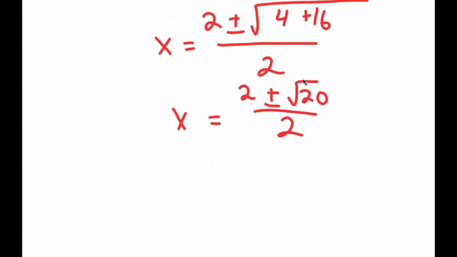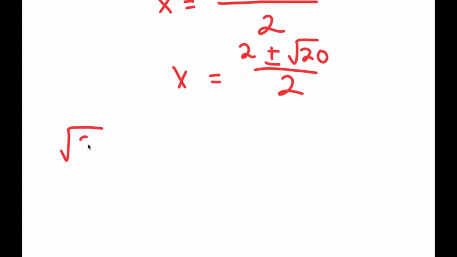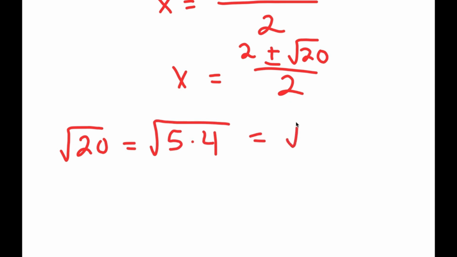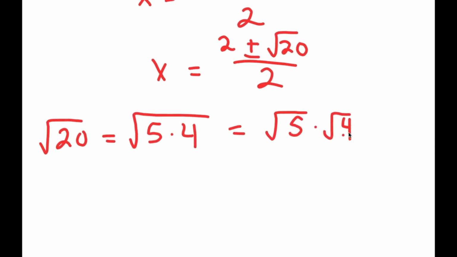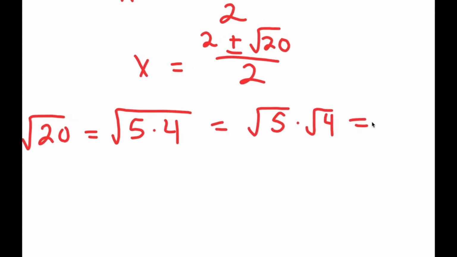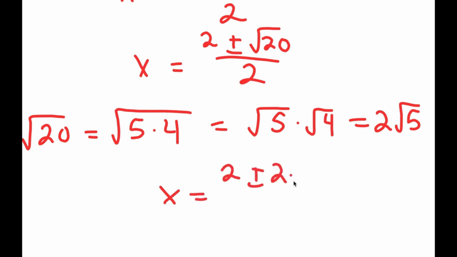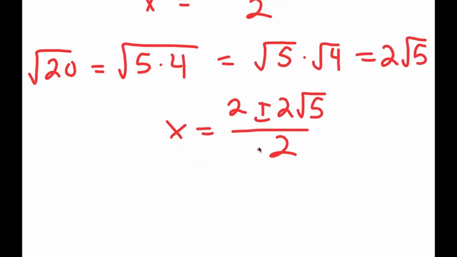Now, we can actually simplify this. The square root of 20 is the same thing as the square root of 5 times 4, which we can rewrite as the square root of 5 times the square root of 4. And the square root of 4 is equal to 2, so this is equal to 2 root 5. So now I get x is equal to 2 plus or minus 2 root 5 over 2. And now if I divide both these terms by 2, I get x is equal to 1 plus or minus the square root of 5.